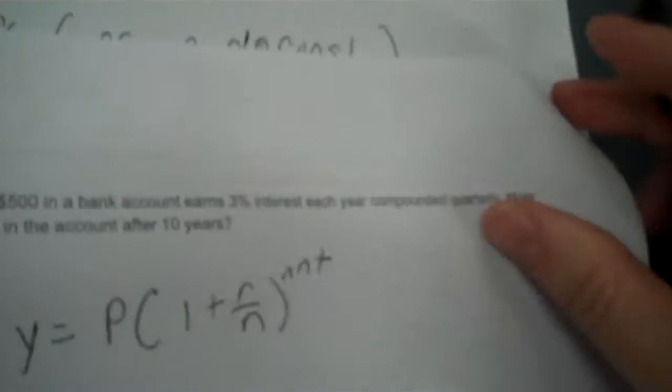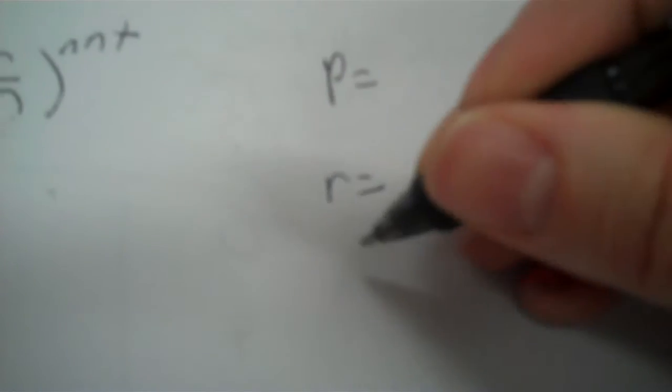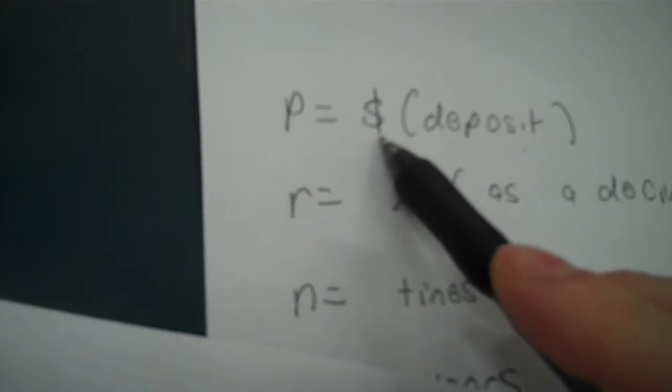So the table is going to take too long when doing this. Now, you need to list out what all these 4 letters are, what numbers they would be. So P equals, R equals, N equals, T equals. So your P is your dollars of deposit, and that's going to be 500.